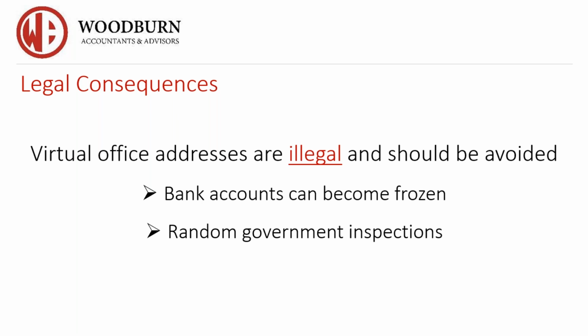Where will the government go to inspect? They will go to the designated registered office address that is on your business scope, on your business license. If they find that there is nobody in that space, and actually it's again a virtual office, which is illegal, they will figure out where your operational office is.